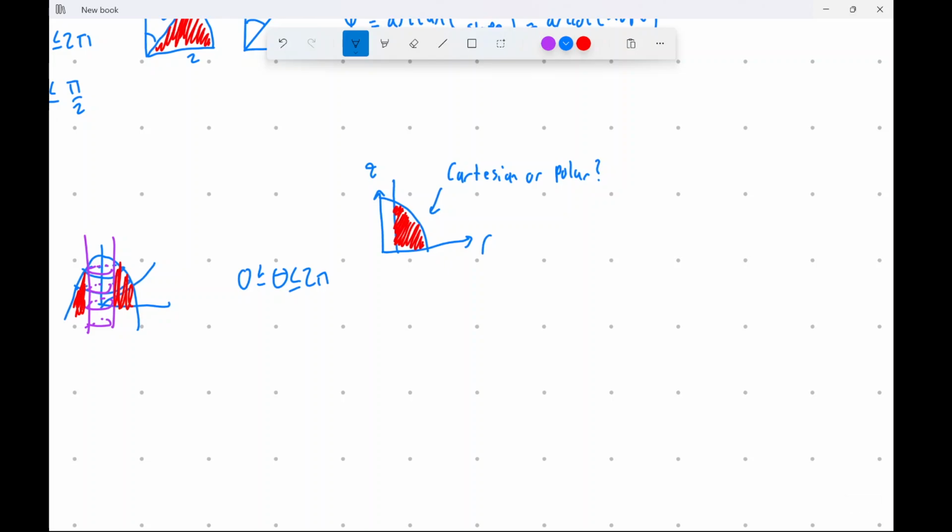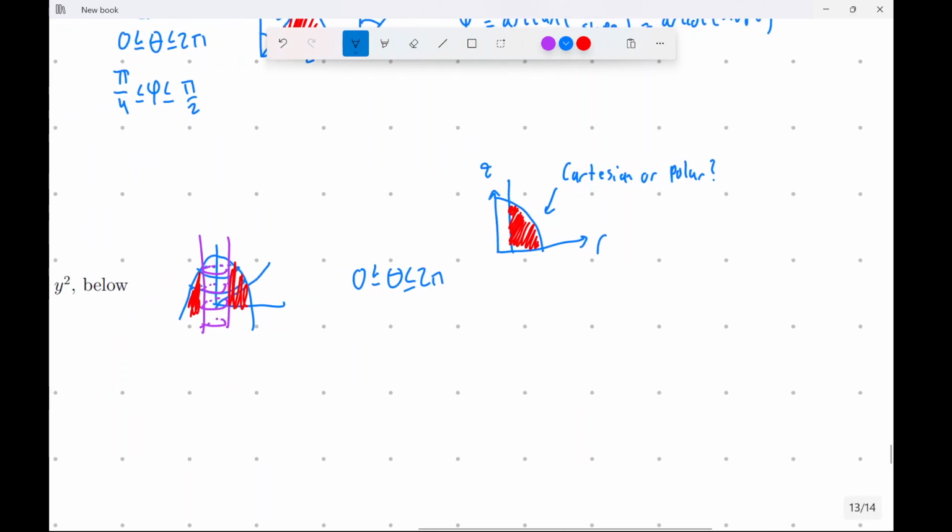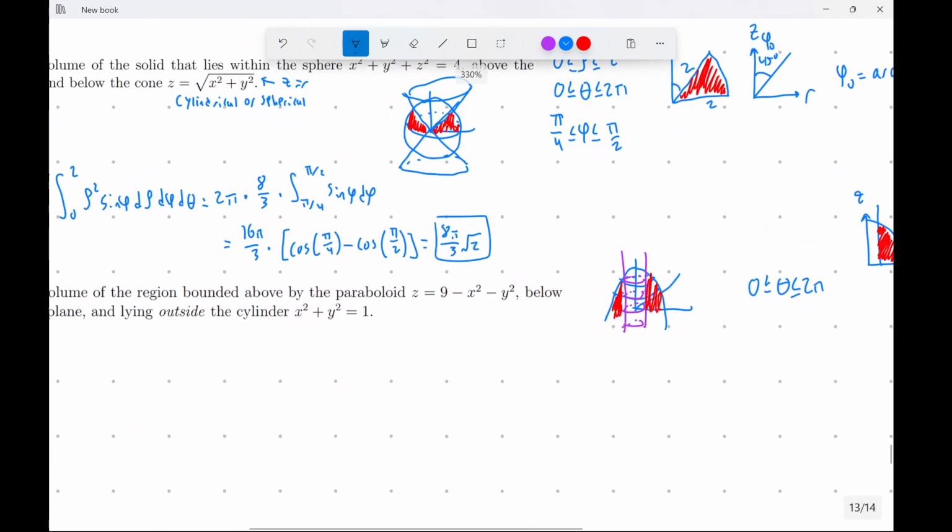I'm just going to say right now, that one looks like it's going to be really annoying to do in polar. That one looks a lot easier to do in Cartesian. To do Cartesian, we need to get the equations of the two lines that are bounding our region. But fortunately, that's not too difficult.